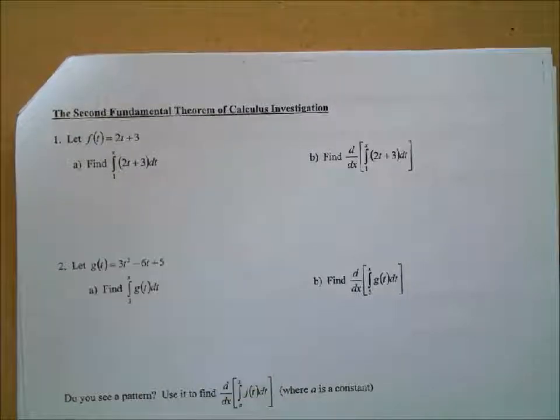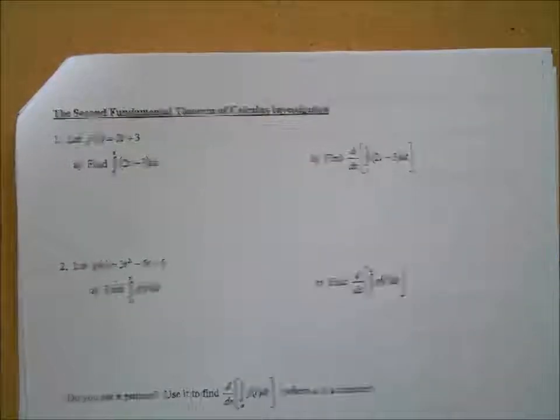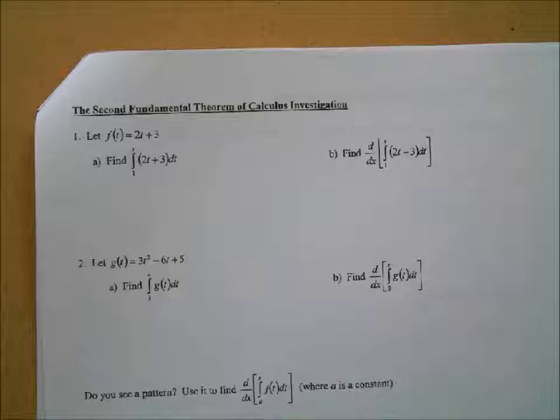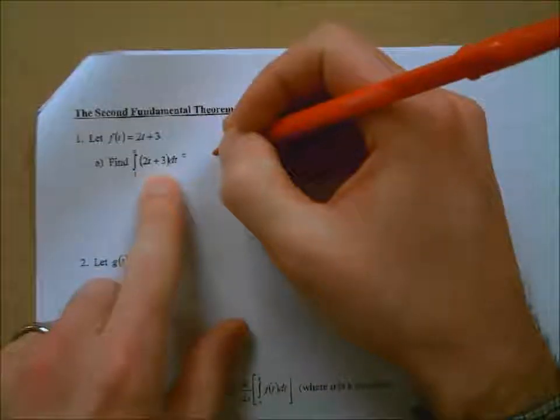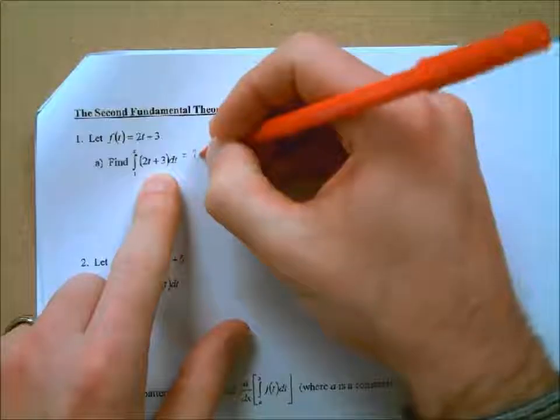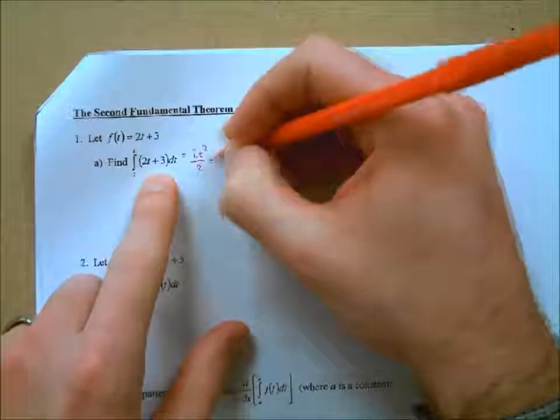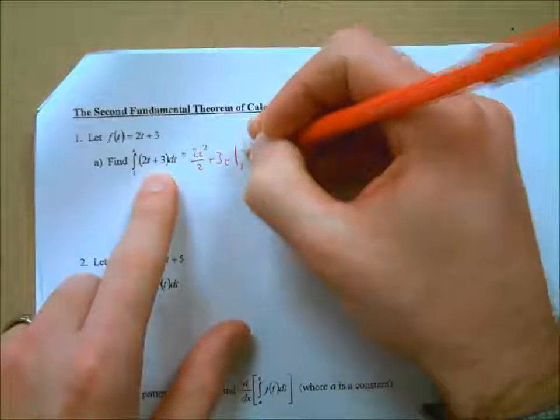So we're going to use that first fundamental theorem of calculus, which is basically just how we solve, or how we simplify, a definite integral. It's just what we do when we solve a definite integral. So in order to do this, we need to integrate the 2t plus 3. And so we get 2t squared over 2 plus 3t. And we're going to evaluate that from 1 to x.